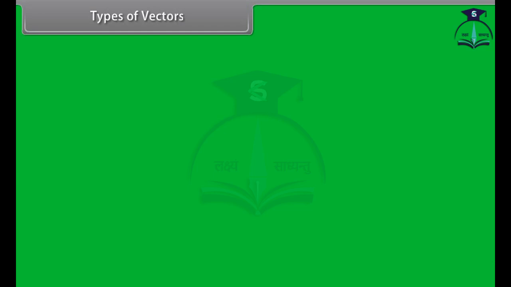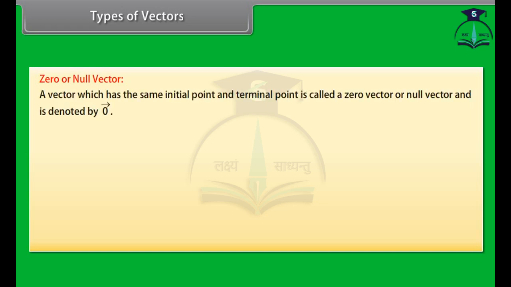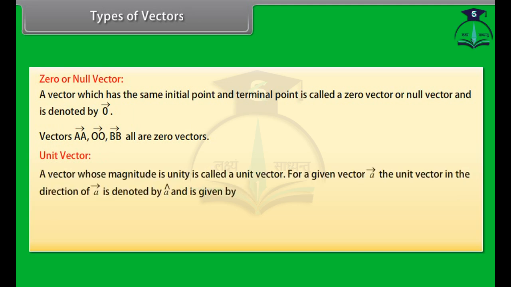Types of vectors. Zero or null vector. A vector which has the same initial point and terminal point is called a zero vector or null vector and is denoted by vector 0. Vectors AA, OO, BB, all are zero vectors. Unit vector. A vector whose magnitude is unity is called a unit vector. For a given vector A, the unit vector in the direction of A is denoted by cap A and is given by cap A equals vector A by mod of vector A.